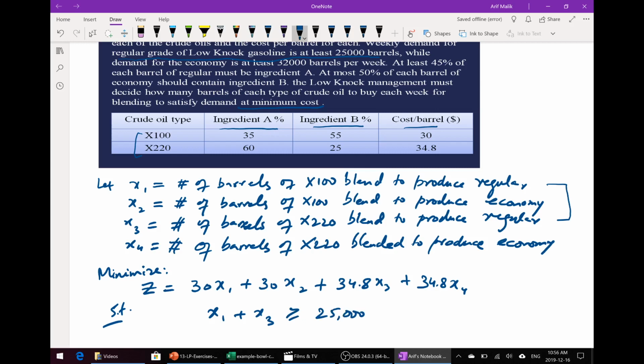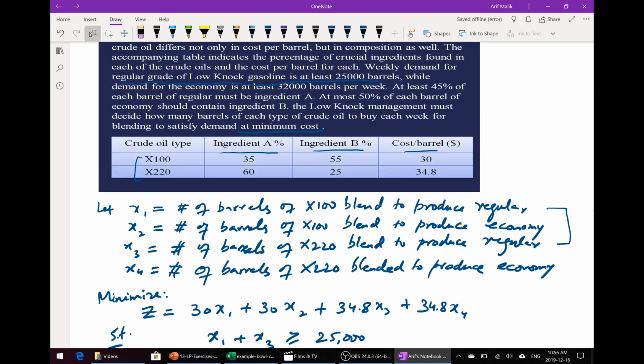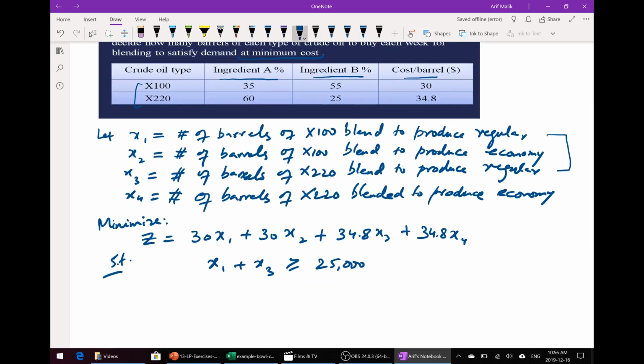And then we have the same way, the demand for the economy is at least 32,000 barrels per week. So we can say that X2 and X4 are used to produce economy. X2 plus X4 should be greater or equal to 32,000. This is weekly demand.